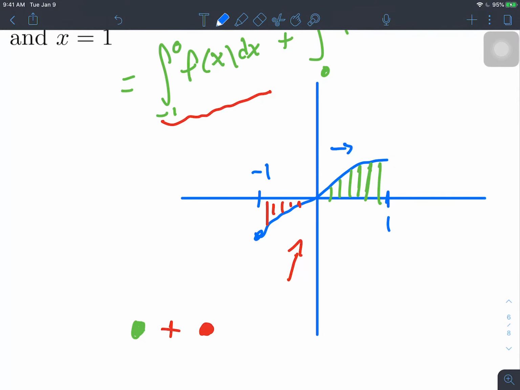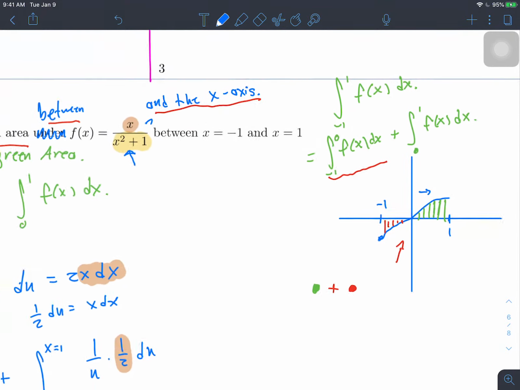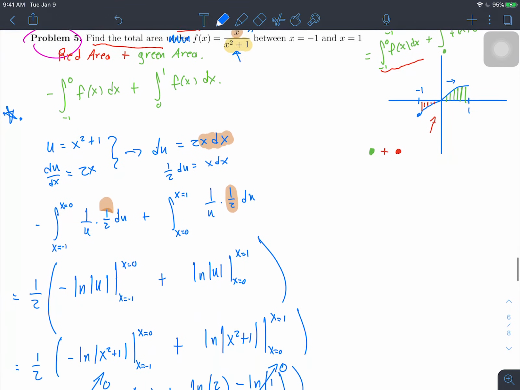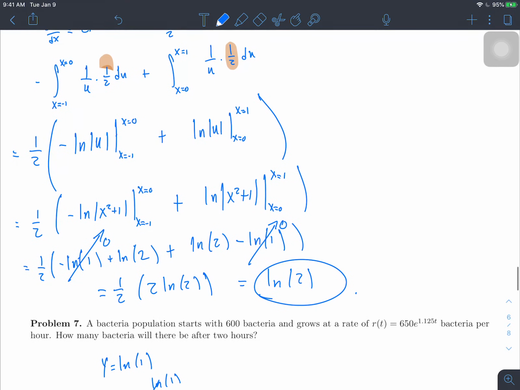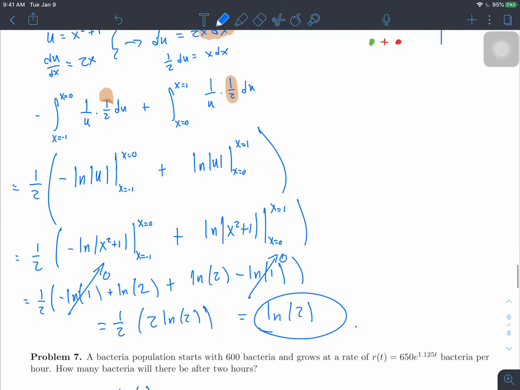Ryan, do you have a question? Yeah, when you added and subtracted the ln's at the second to last part, how do you know when to add and when to subtract? So, the second to last line, you're talking about this line. Yeah.